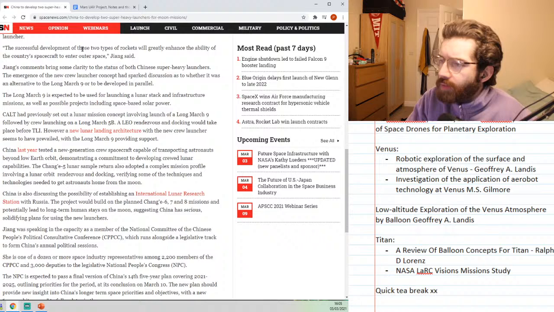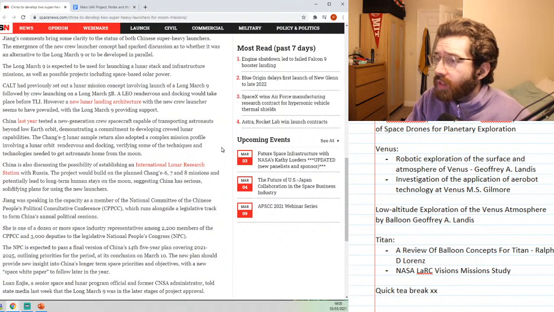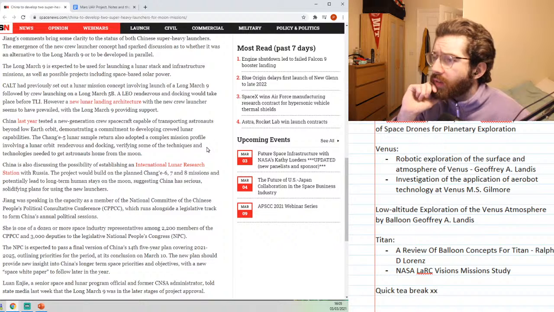The successful development of these two types of rockets will greatly enhance the ability of the country's spacecraft to enter outer space. I mean, China are already doing bits in space, to be honest. I'm not too sure what that sentence is supposed to say. I guess it's that they can do it better, right? Fair enough. What else is going on?